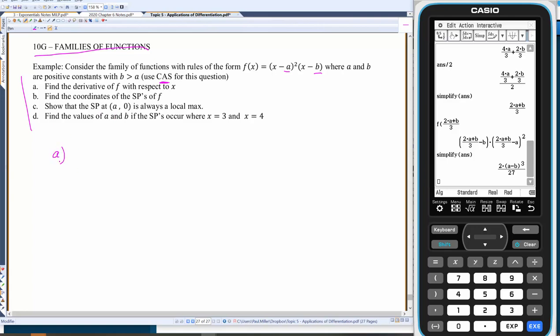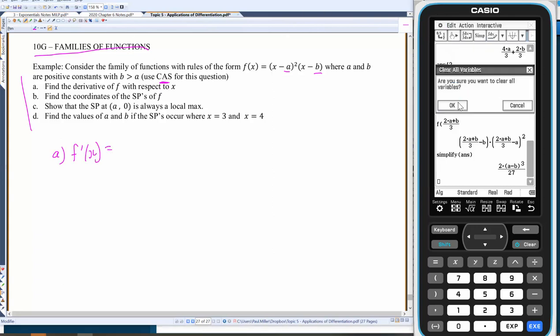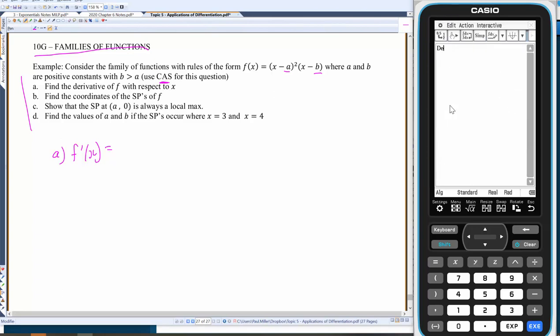So here we go with A. So we've got f of x is this, and what we're going to do is find a derivative of f with respect to x, i.e. derive that function. So f dash x equals, and I'm just going to jump on my calc here and clear all and define my function.